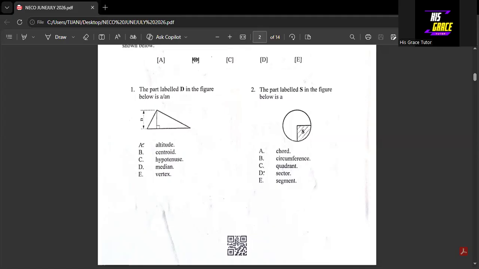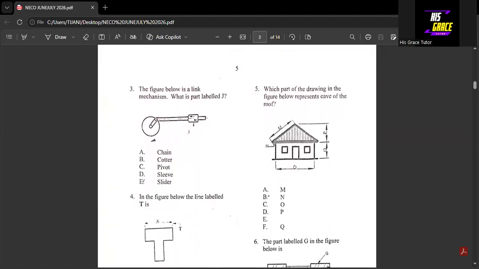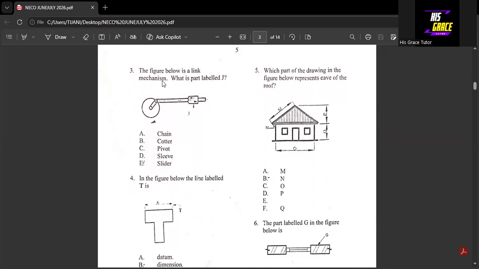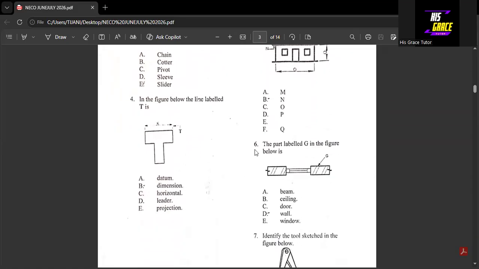Then let's move on to question three, as we have it here, that the figure below is a link mechanism. What is path label J? So path label J in this diagram is a slider. So that is option E is the answer to question three. Then question four says that in the figure below, the line labeled T is a datum. So that is option A is the answer to question four.